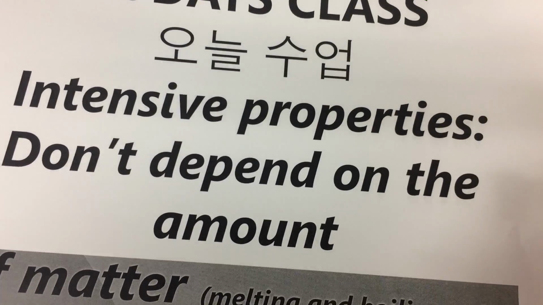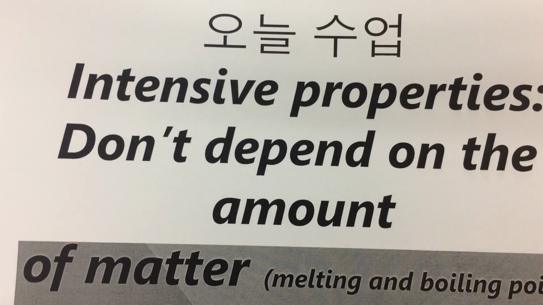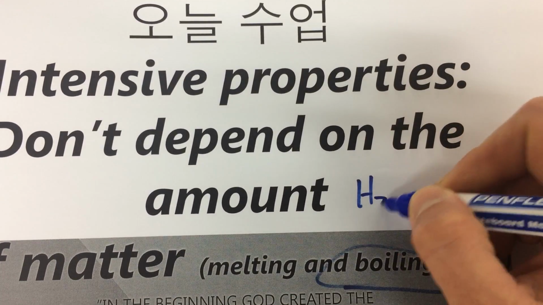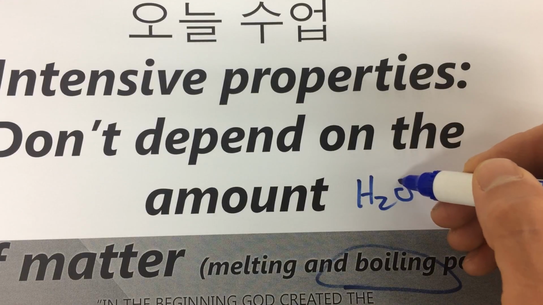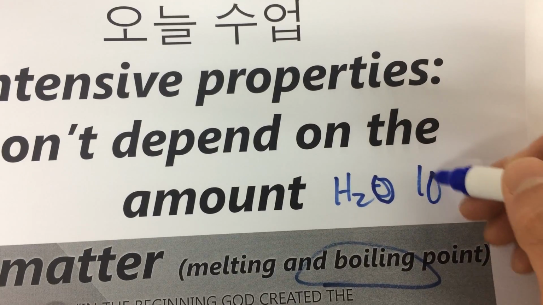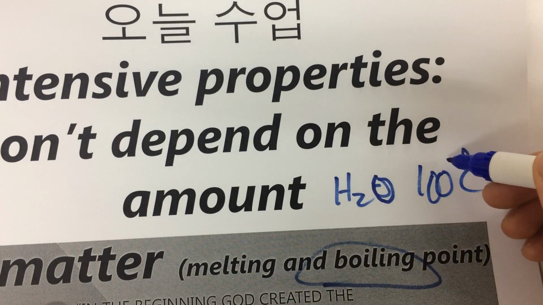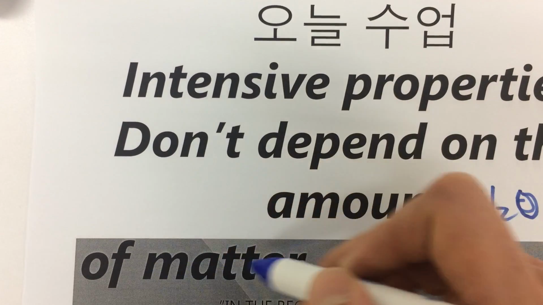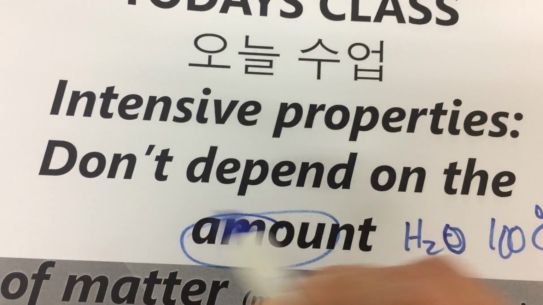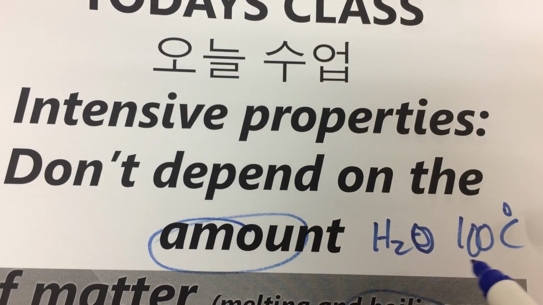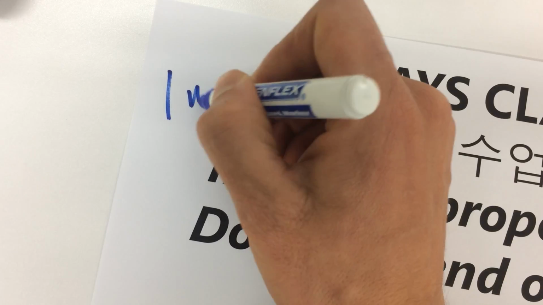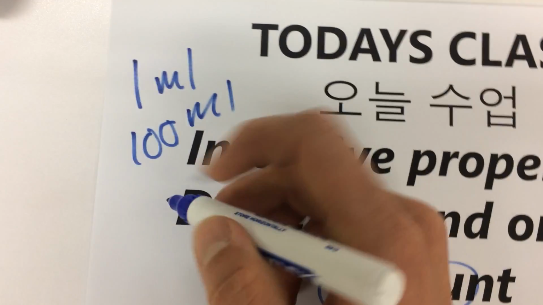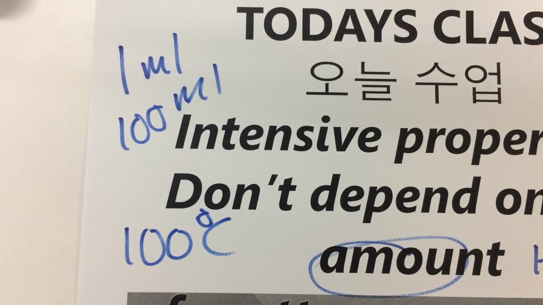You've got intensive properties. They don't depend on the amount, such as the boiling point. So H2O, water, will boil at 100 degrees Celsius by the sea, no matter the amount. If you have 1 mole of water or 100 moles of water, it'll still boil at 100 degrees Celsius.